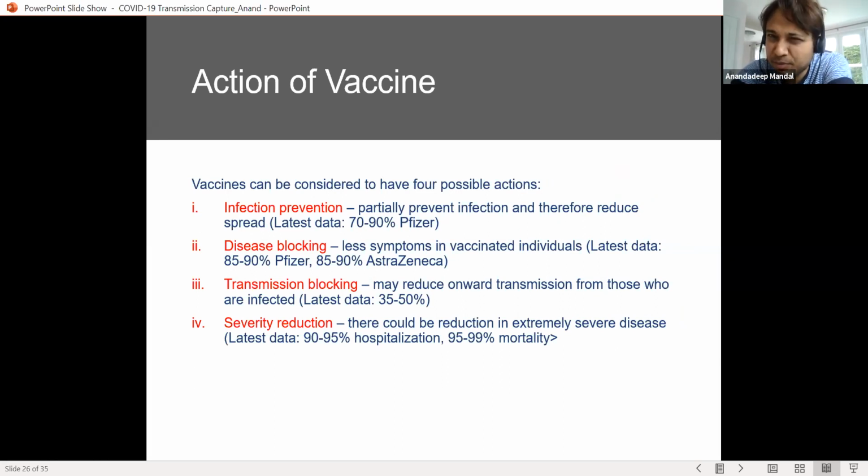I've also presented the data from some of the vaccines. Third, transmission blocking may reduce onward transmission from those who are infected. This is the best thing that can happen. And fourth, severity reduction, so even if you have it, you don't die and you recover well. These are the four possible actions a vaccine can have, and these are the four things we considered while predicting how the vaccine program in the UK should go, how and when to start it, from where, and which age group to start with.